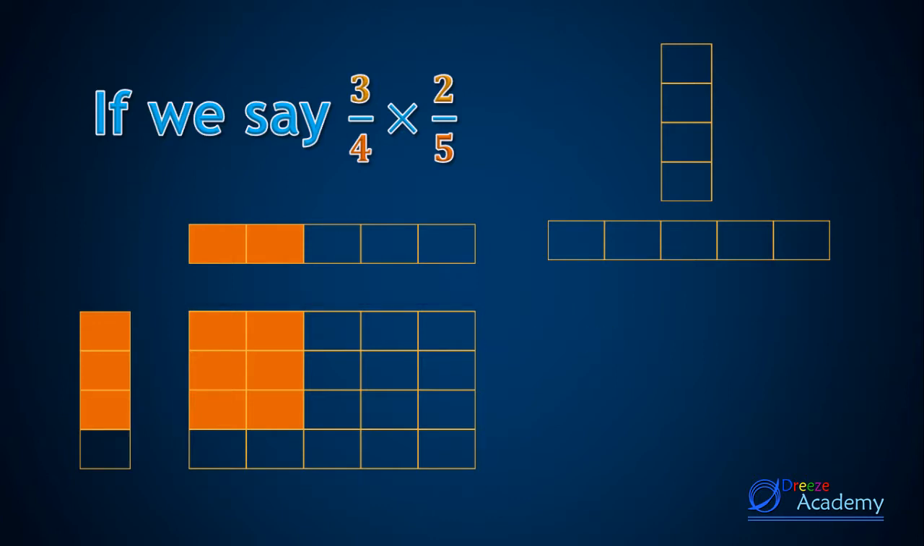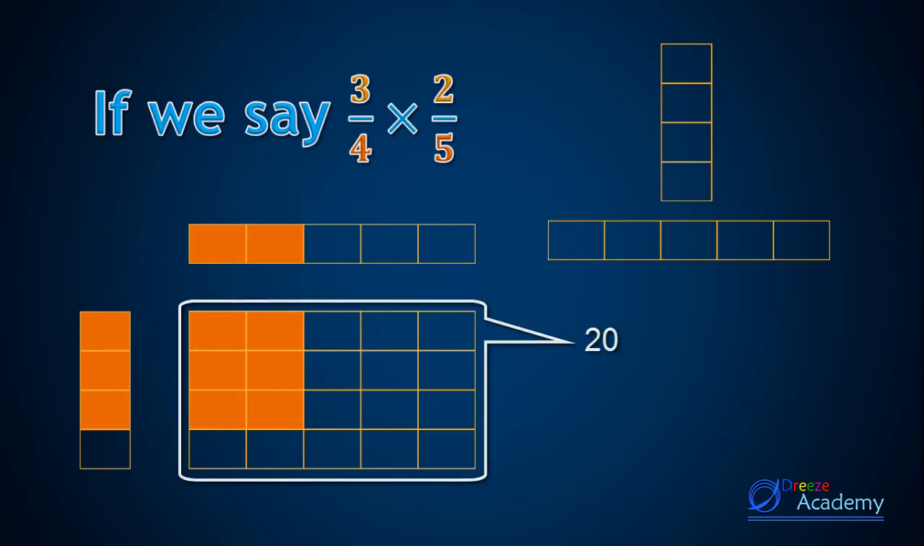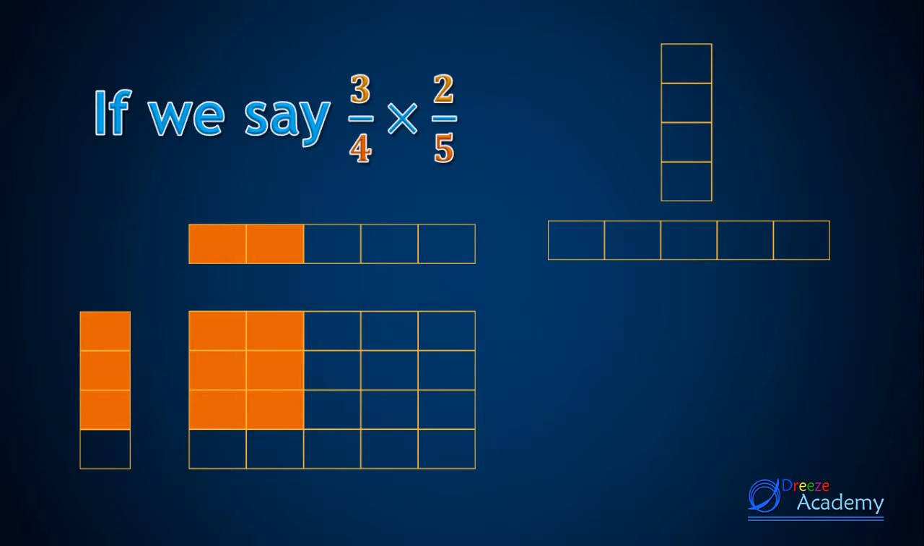Also, to obtain the total number of shaded boxes, we multiply the two numerators 3 and 2 to give us 6 shaded boxes out of the grand total of 20 boxes. This means that the 2 shaded boxes out of the horizontal group of 5 is multiplied by the 3 shaded boxes out of the vertical group of 4. Similarly, to obtain the grand total of all the boxes, the 5 total boxes in the horizontal group is multiplied by the 4 total boxes in the vertical group.